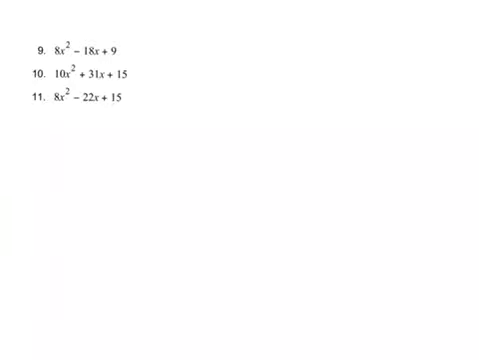Now we have coefficients on the x squared. These are ax squared plus bx plus c. So I'm first going to look for a common factor. There's no common factor for 8, 18, and 9. 18 and 9 have a common factor of 9. 8 and 18 have a common factor of 2, but that doesn't help me. So I don't have a greatest common factor, so I'm going to guess and check. 8x squared minus 18x plus 9.